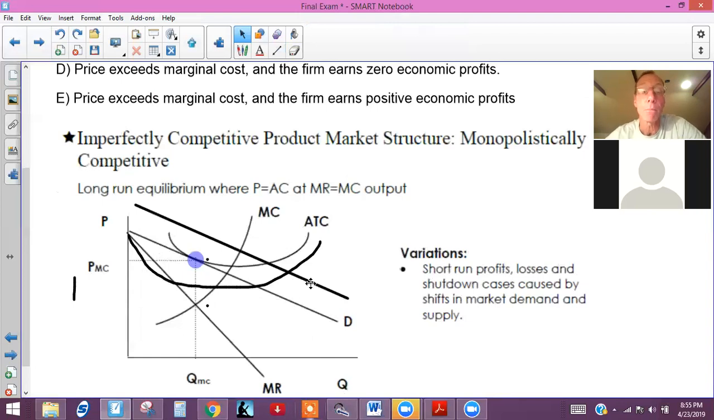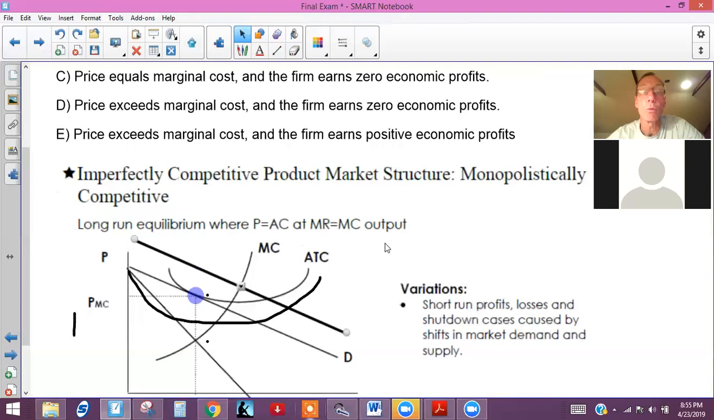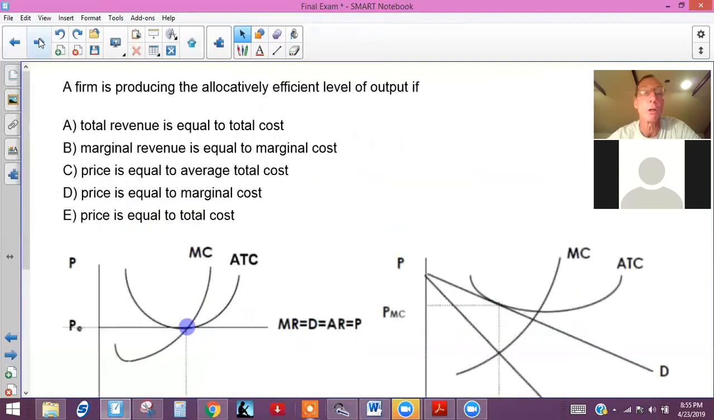So yeah, this could happen. This could be true. E could be true for a monopolistically competitive firm, but not in long run equilibrium. When they're in long run equilibrium, they're earning zero economic profits. Okay. And those are the ones I wanted to go over.